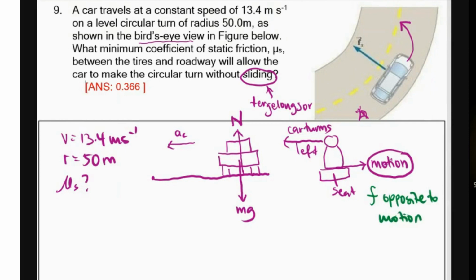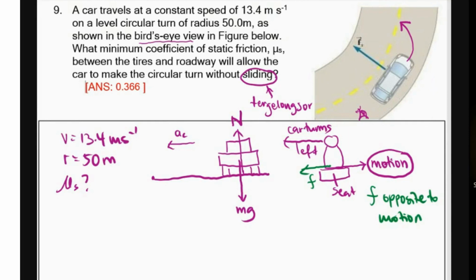Okay, so therefore, it goes to the left because the motion is to the right. We are not referring to the motion of the car. Even though the car turns left, that is not the motion that causes the friction, because the friction is present between your body and the seat. So your body relative to the seat will make a motion to the right because the car turns left. Therefore, the friction is opposite to that motion. So F is to the left.